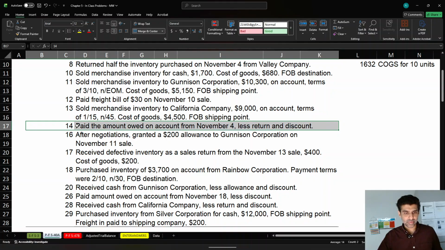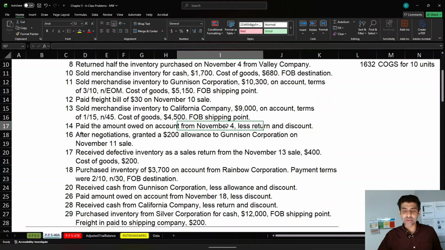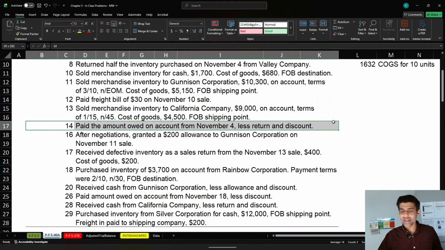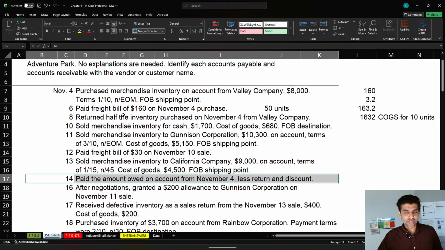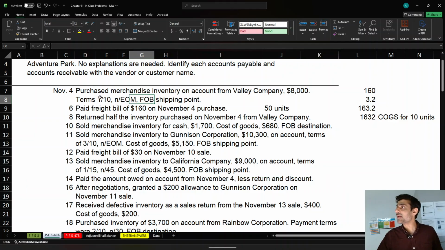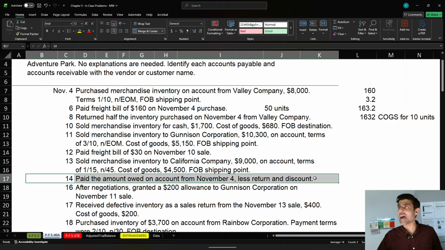Let's just do the 14th, and then I'll let you guys keep working. So, paid the amount owed on account from November 4th, and they're giving you a hint here because there is a return and there's some discount. So let's see. November 4th, we were offered 1/10 net end of month credit terms. So we had until what day to pay this? Okay, look, the date of this transaction is exactly on the last day to get the discount. So we're going to get the discount of 1%.